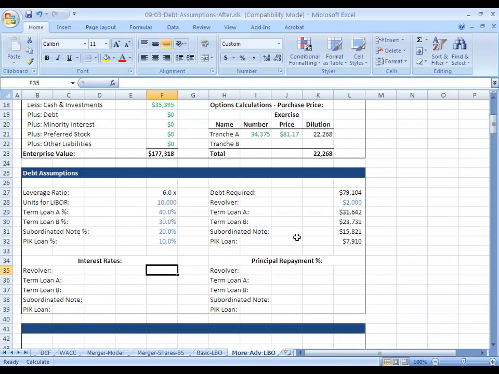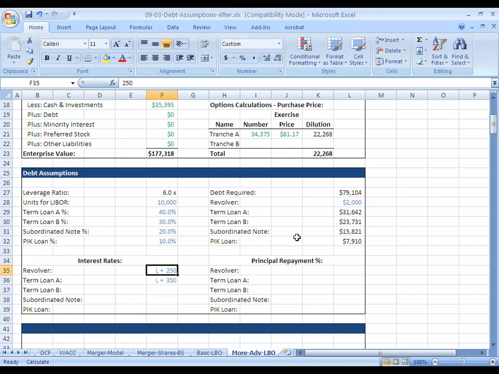So in our example here, we might say that the revolver is at LIBOR plus 250 basis points, or that term loan A is at LIBOR plus 350 basis points. The 250 and 350 basis points here simply mean 2.5% and 3.5%. So if LIBOR is currently 3%, then L plus 250 would simply mean 5.5%. L plus 350 would simply mean 6.5%.